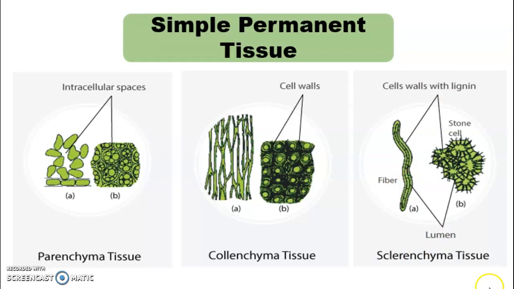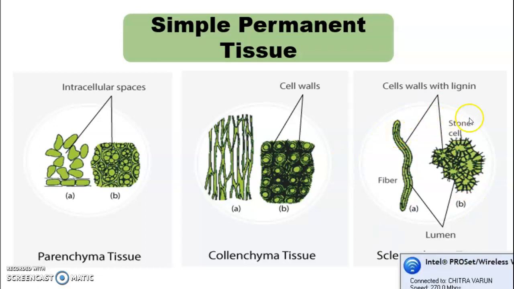Here the cell of the sclerenchymal tissue is dead and they secrete a special chemical that is known as lignin that hardens it more. It provides tensile strength, or you can say it provides more hardness to the tissue. This lignin substance actually acts as a cement in this tissue.